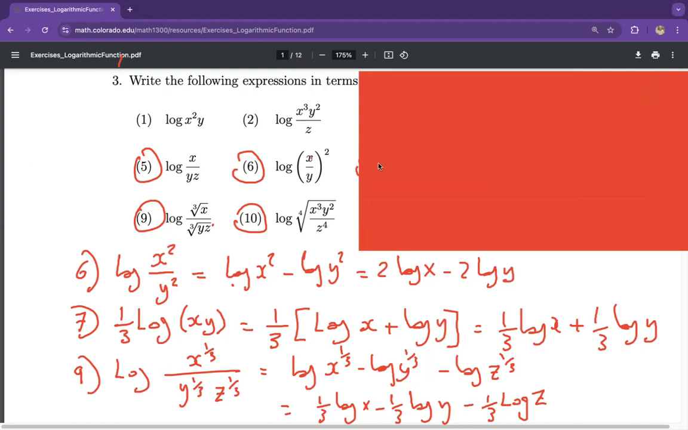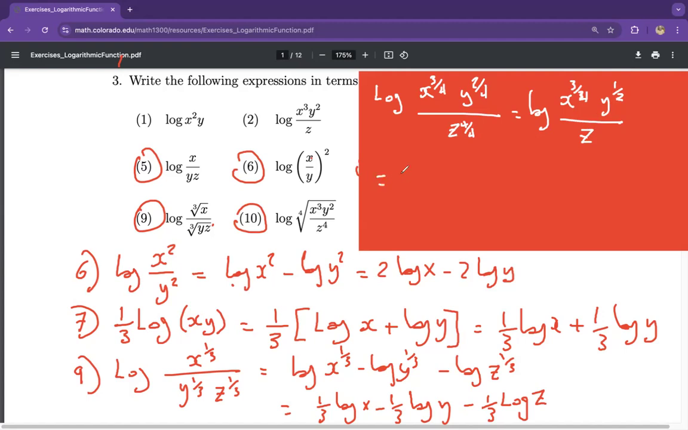I'm going to change all of these to exponential form. So that's log x to the 3/4, y to the 2/4, and z to the 4/4, which becomes log x to the 3/4, y to the 1/2, over z to the 1.